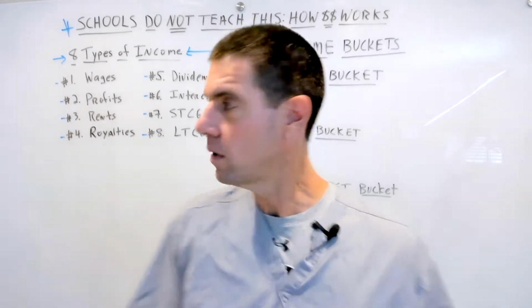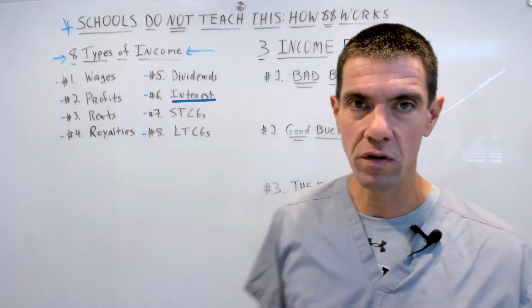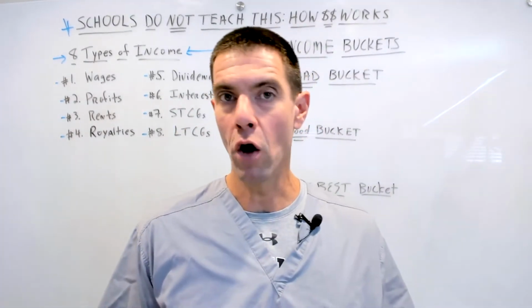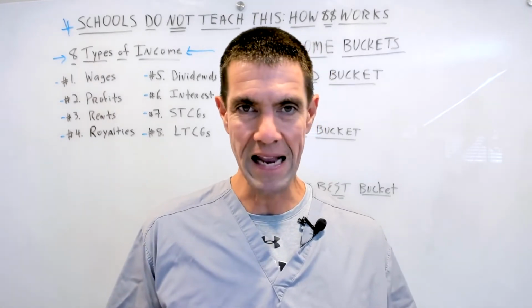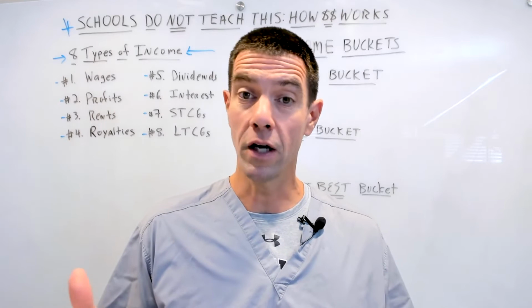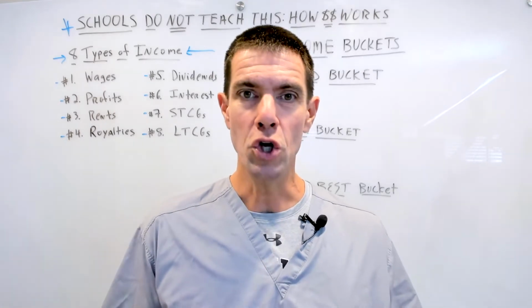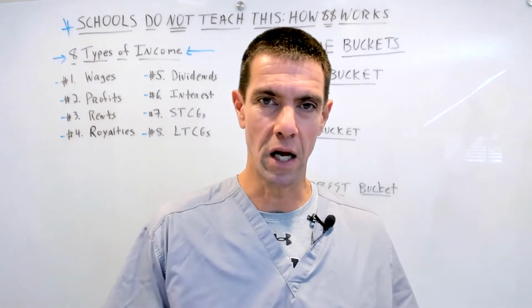Interest is number 6. Interest is money that you make off of principal. So if you loan somebody money and you're getting paid back the principal plus an agreed upon amount each month, you made a little bit of interest income.